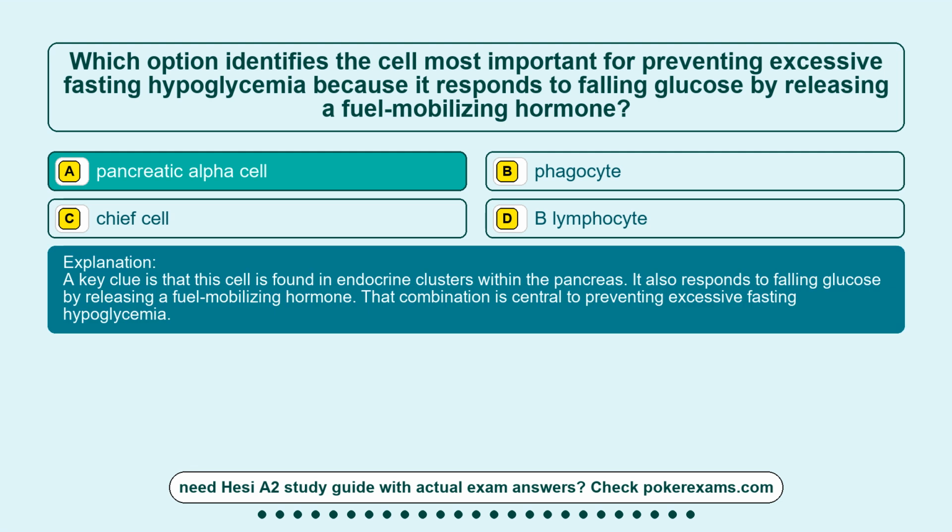A key clue is that this cell is found in endocrine clusters within the pancreas. It also responds to falling glucose by releasing a fuel-mobilizing hormone. That combination is central to preventing excessive fasting hypoglycemia.